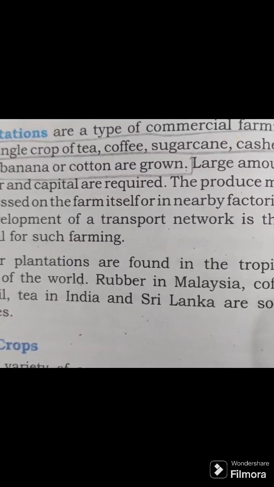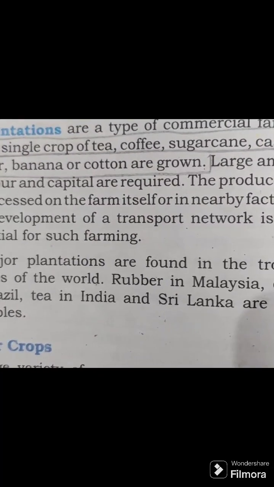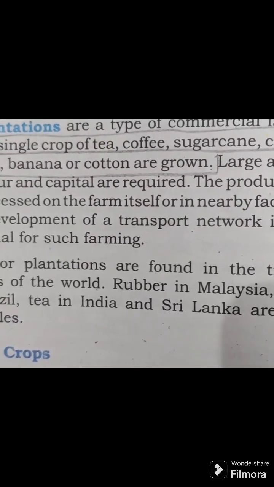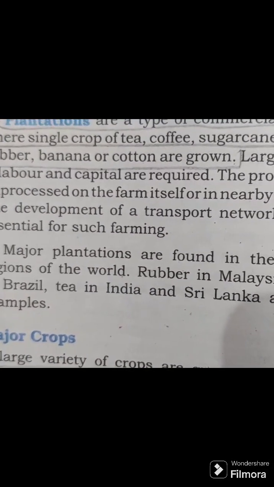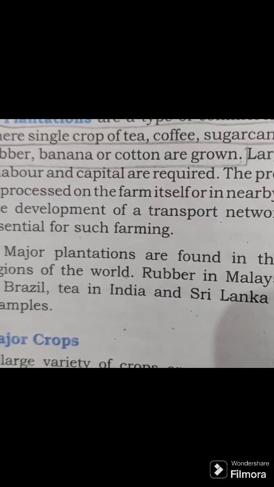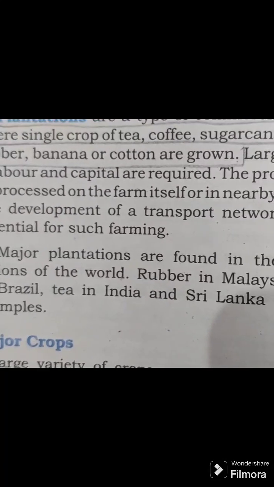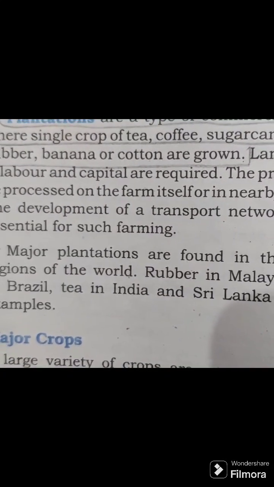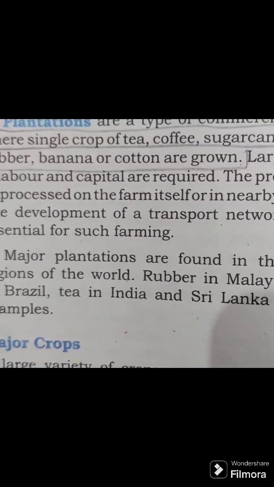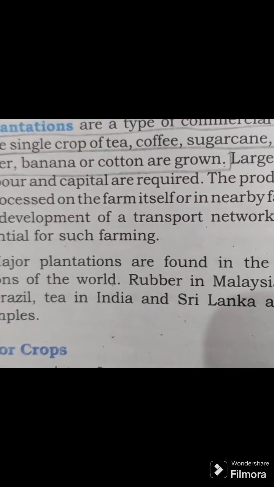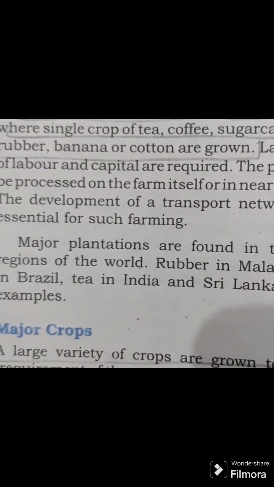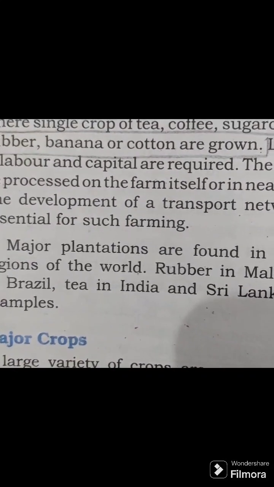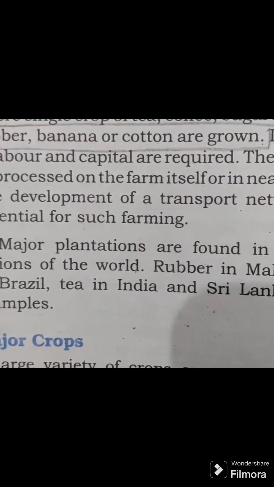Plantations are a type of commercial farming where a single crop of tea, coffee, sugarcane, cashew, rubber, banana or cotton is grown. Large amounts of labor and capital are required. The produce may be processed on the farm itself or in nearby factories. The development of a transport network is thus essential for such farming. Major plantations are found in the tropical regions of the world. Rubber in Malaysia, coffee in Brazil, tea in India and Sri Lanka are some examples.